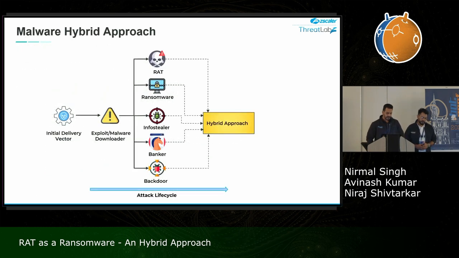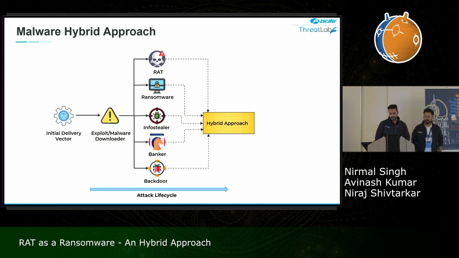So here we have provided a small representation of the attack lifecycle. We know the attack starts with the initial infection vector, which could include a spam email or malicious attachment. That can result in dropping a malware downloader or dropper. And then the final stage would be where a ransomware or any other threat category malware will be dropped.